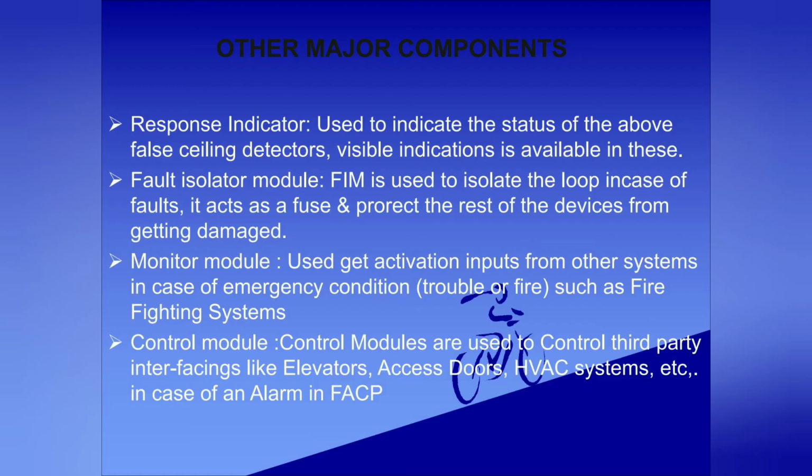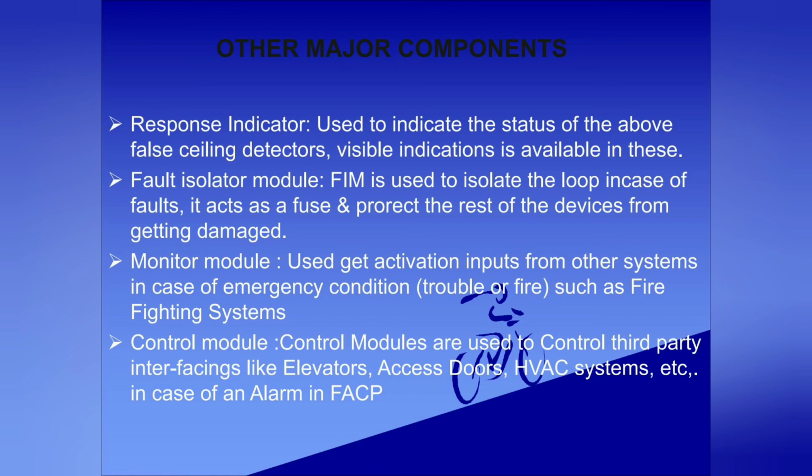The other major components: the response indicator. Response indicators are used to show the status of the above-ceiling detectors. This gives a visible indication of the status. And now comes the fault isolator module. The fault isolator module is used to isolate the loop in case of a fault. It acts as a fuse and protects the rest of the devices from getting damaged.